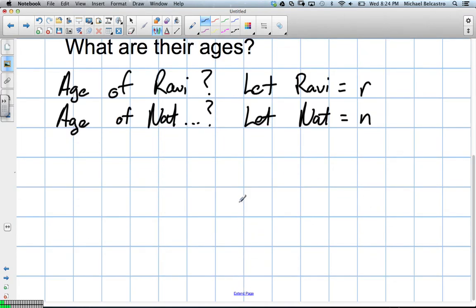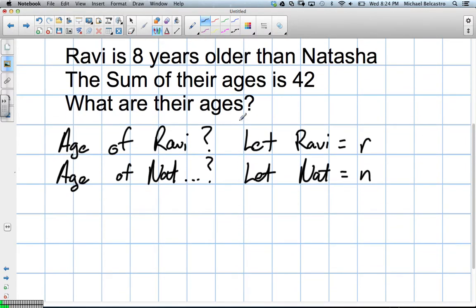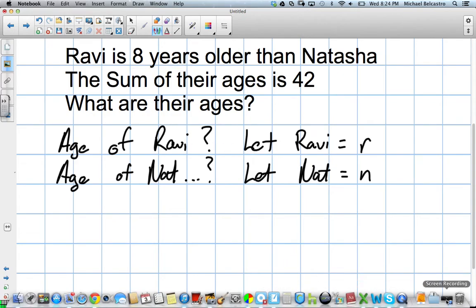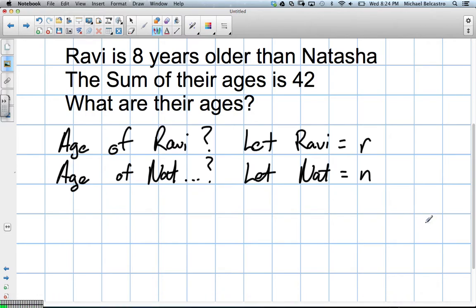But shouldn't they both be the same variable? Well, are they both going to be the same age? Ravi and Natasha? No. In fact, we know that Natasha is 8 years older. Because right here I put let X represent number of quarters. That's a different question. We'll get into that one. This one we need two separate variables, and a lot of times it makes more sense to do with two.